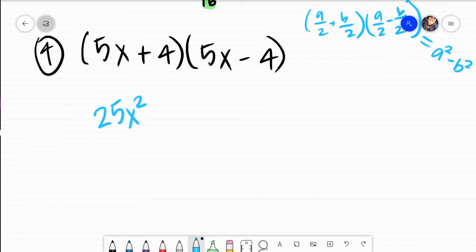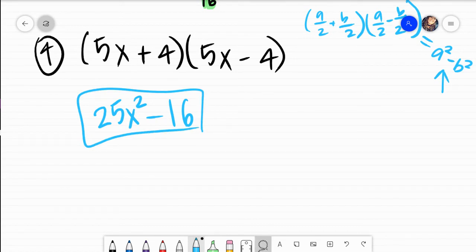25x squared. That matches that. That's something squared, right? 25 is a perfect square. And then my x is being squared. Now let's look at my 4s. If I do 4 and 4, do I get a perfect square? I do get a perfect square. I get 16. And then formula, put the negative in between. You're done.